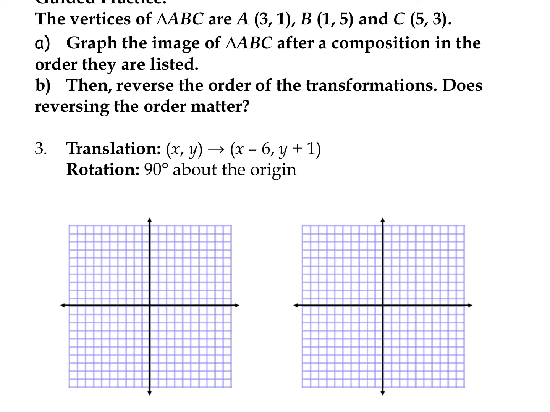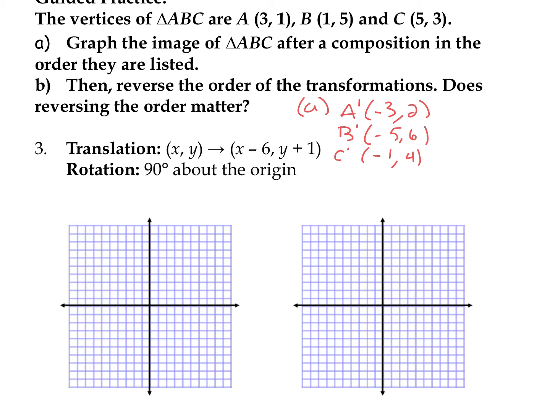Okay, and I'm just going to write out the coordinates here. This would be for part A. Okay, first the translation. So A prime, we're going to say minus 6 plus 1. So we're going to subtract 6 and then add 1. B prime, we're going to subtract 6 and add 1. And then C prime, okay, we're going to subtract 6 and add 1.